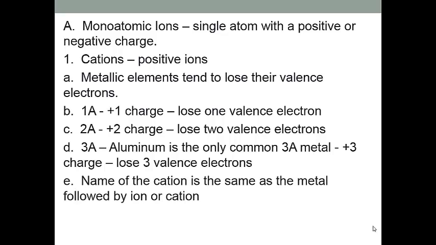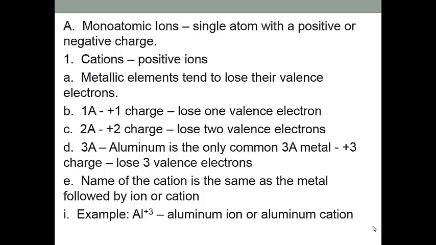And we've already mentioned once before how you name a cation. It's the same as the name of it off of the periodic table, and then we either put ion or cation behind it. So for instance, if we wanted to name the aluminum with a +3 charge, we would either say this is the aluminum ion, or we could say this is the aluminum cation.